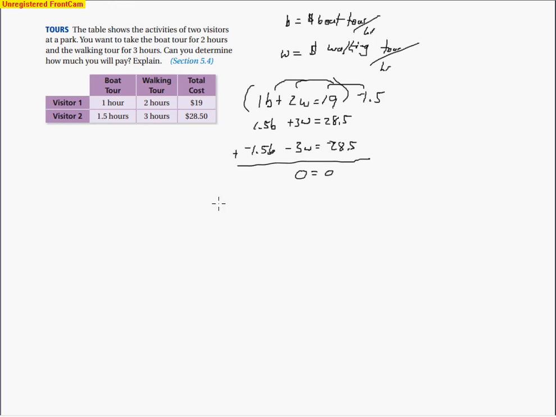So what we'll say is we can't determine the price because there are an infinite number of solutions. And the reason is the lines are the same.